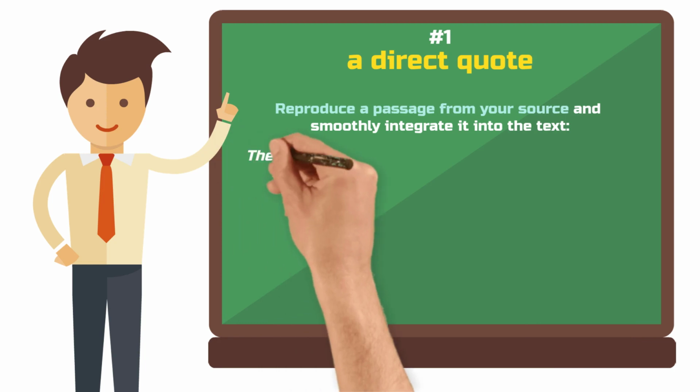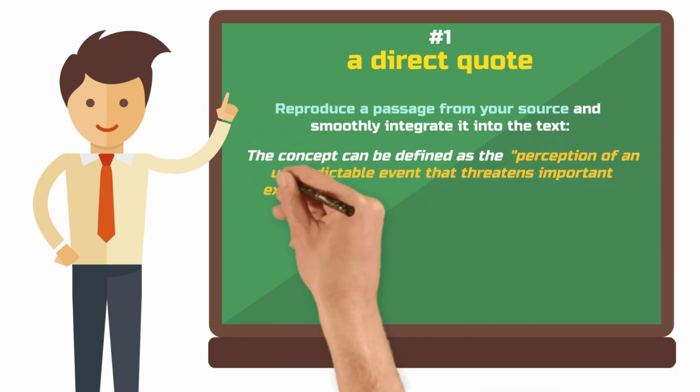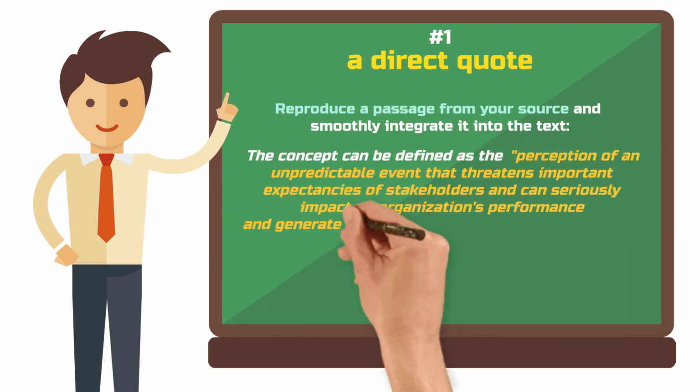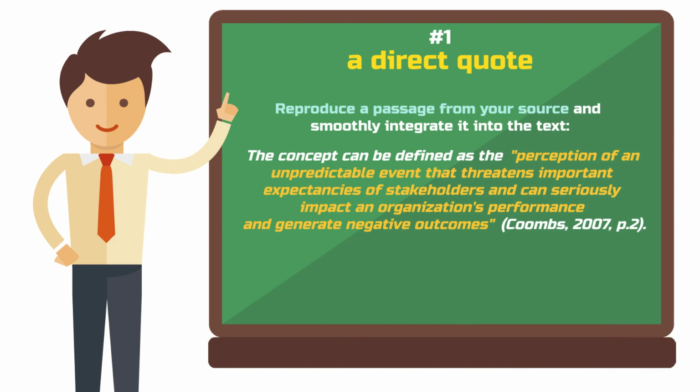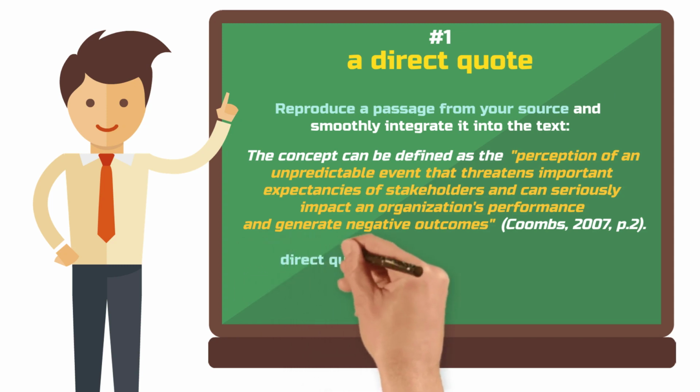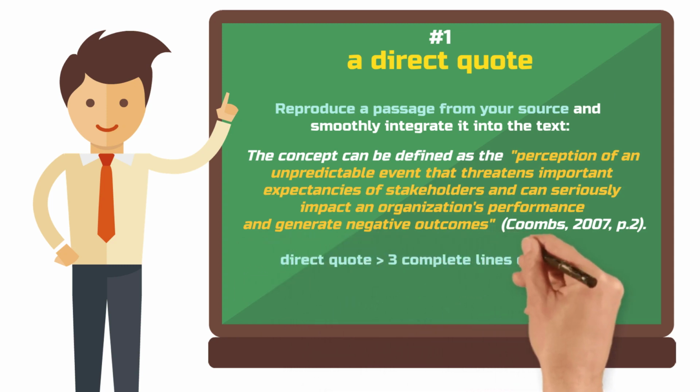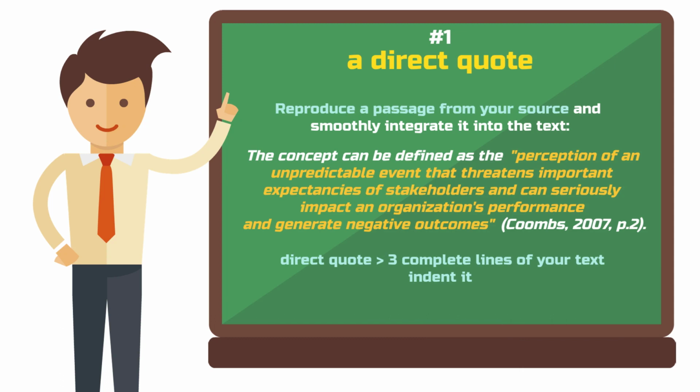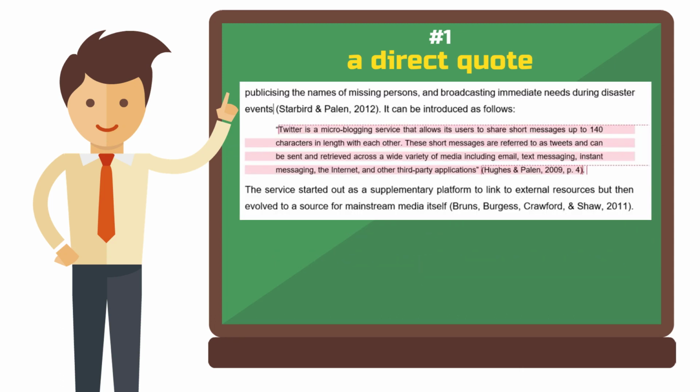The concept can be defined as the perception of an unpredictable event, and so on. If you cannot find a suitable transition going from your own text to the quote, you can simply use a colon. If your direct quotes exceed 3 complete lines in your text, you should indent them. This not only enhances readability, but also serves as a nice design element for your text, providing some variety.